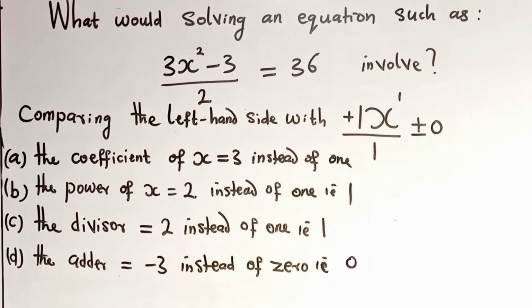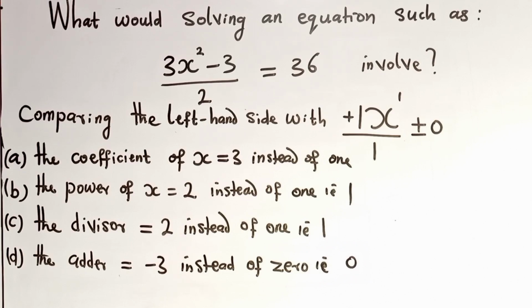Watch the screen again and you find a pertinent question, and it reads: what would solving an equation such as (3x² − 3)/2 = 36 involve? That is, what and what are involved in solving this? It means that this is a case in point now. When trying to solve this equation, what and what are involved?